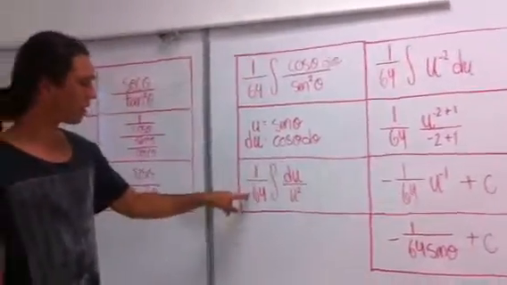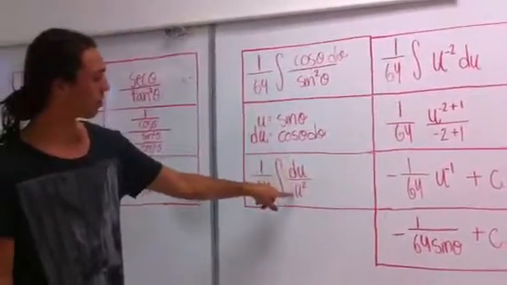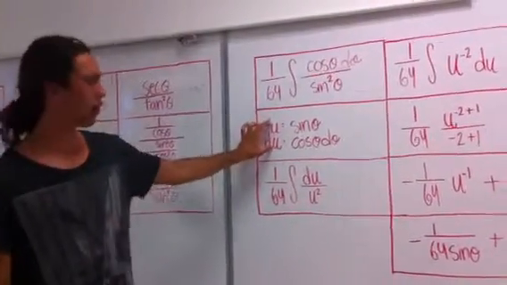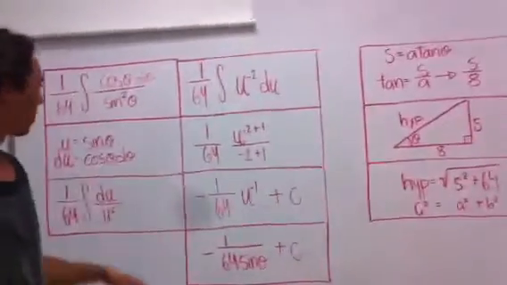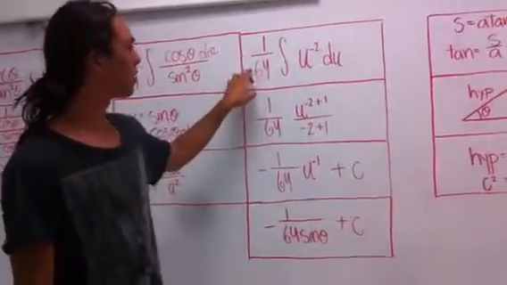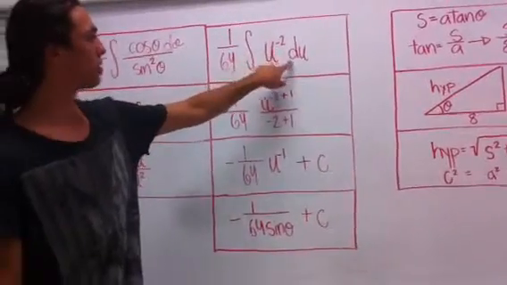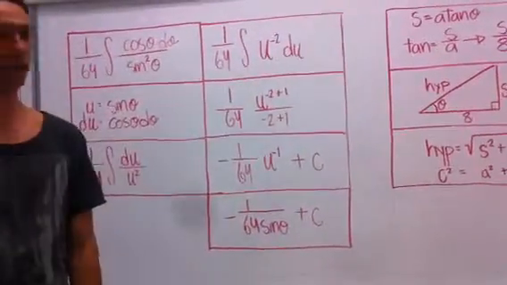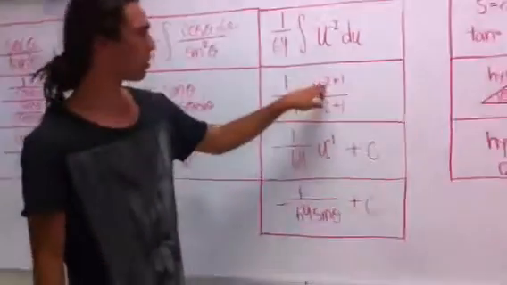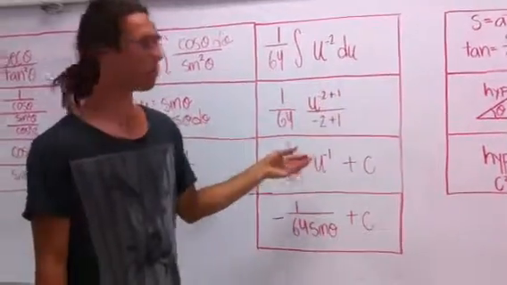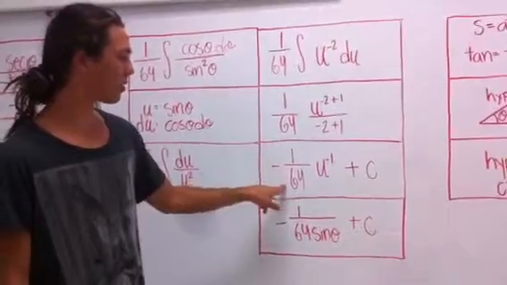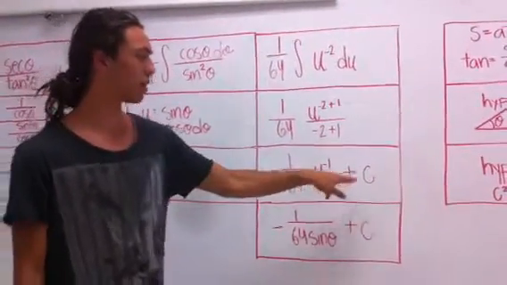Then we have 1 over 64 integral of du over u squared, as we see here by substituting the two elements we got over here. The next thing we have to do is pass this up so it's simpler. So we have 1 over 64 u to the negative 2 times du. Now it's time to integrate. So we have 1 over 64 times u to the negative 2 plus 1, and we do the same on the bottom, negative 2 plus 1. After simplifying this, we got negative 1 over 64 u to the negative 1 plus c.